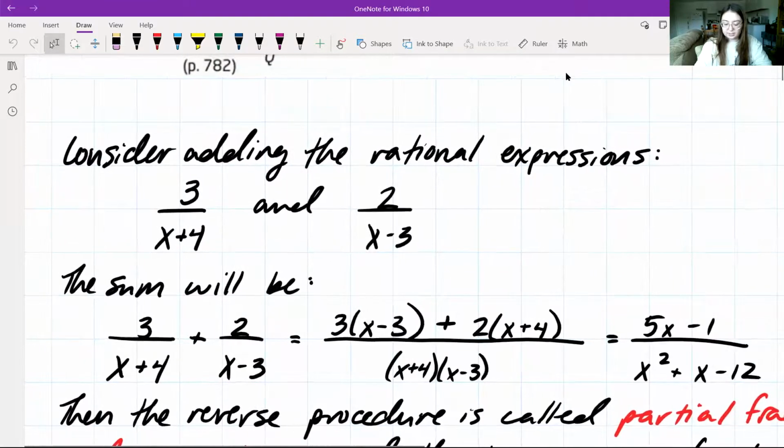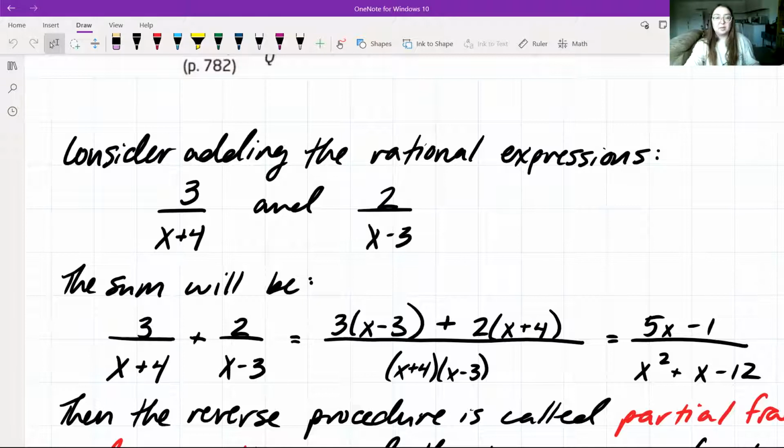So first things first, let's go ahead and just consider adding rational expressions that look like 3 over x plus 4 and 2 over x minus 3. If we want to find the sum, what we would end up doing is that we would multiply each one of the functions by the other's denominator. So we would multiply 3 over x plus 4 times x minus 3 over x minus 3, so that we can end up with the same denominator in both terms. Then 2 over x minus 3 would be multiplied by x plus 4 over x plus 4.